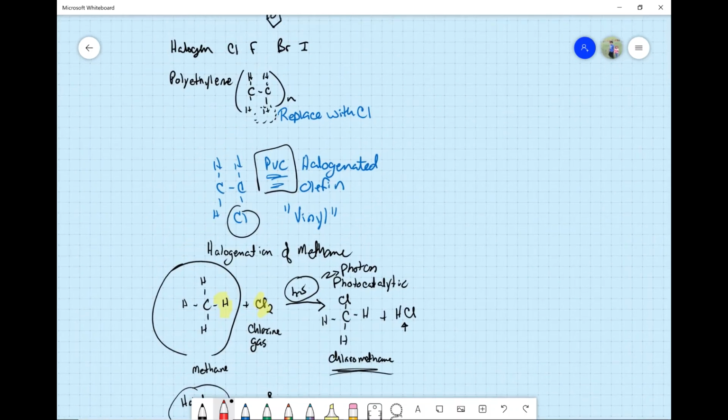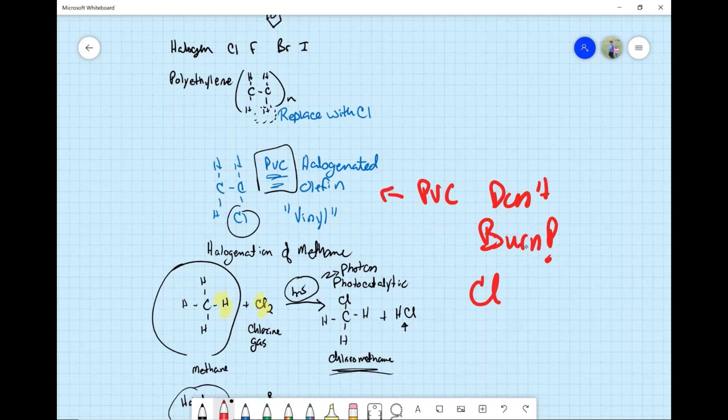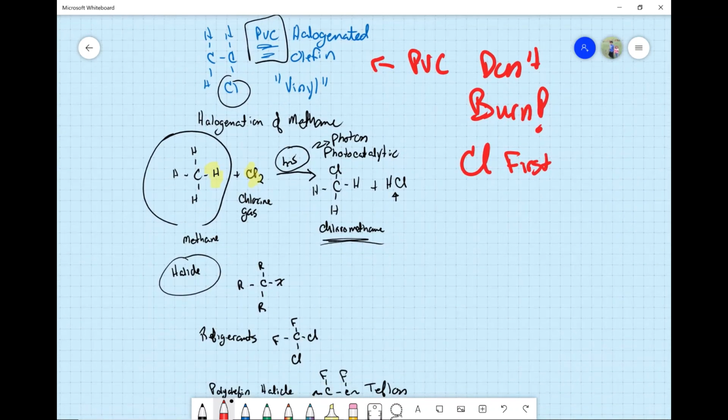PVC, you also don't ever want to burn, also because you're giving off chlorine. Oops, I spelled burn wrong. Excuse me. So PVC, don't burn. Chlorine was like the first chemical weapon, actually. Well, there's probably something else in antiquity, but the first gas weapon.